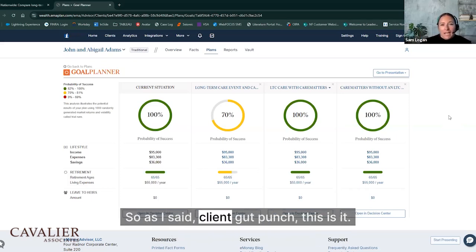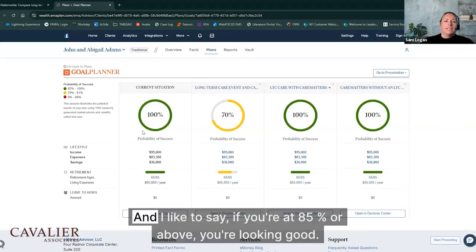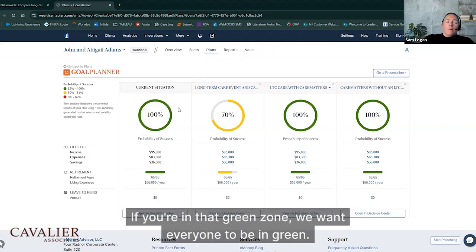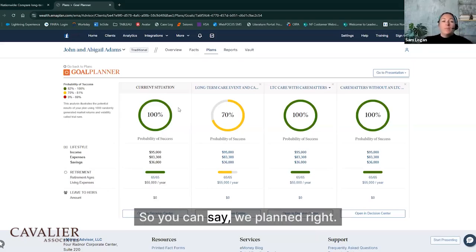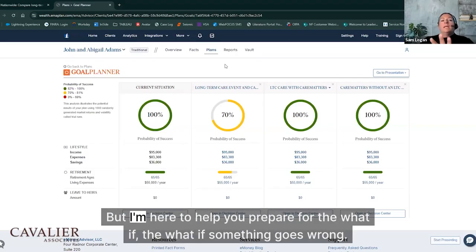So as I said, client gut punch, this is it. This is where you get to sit in front of your client and say, we planned perfectly. And I like to say, if you're at 85% or above, you're looking good. If you're in that green zone, we want everyone to be in green. So you can say, we planned right. We did what we were supposed to. The investments are where they are. Everything you want to do into retirement, we've nailed it. But I'm here to help you prepare for the what if. The what if something goes wrong.